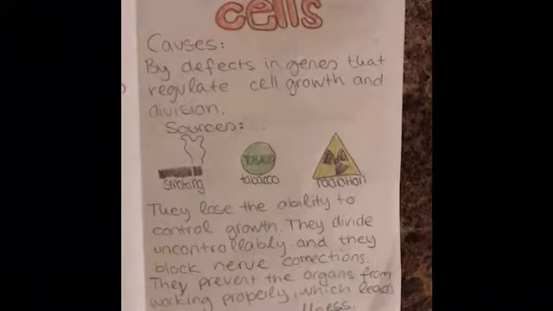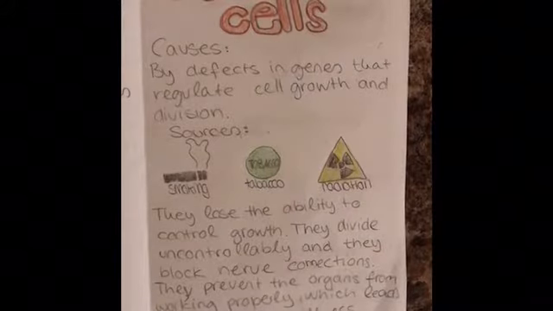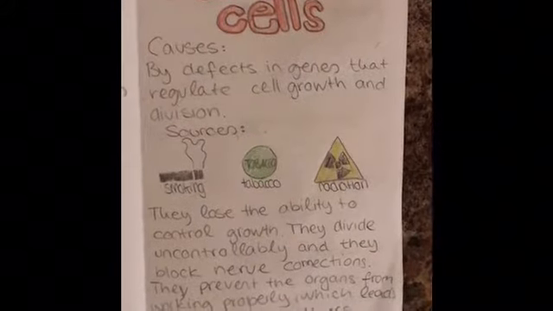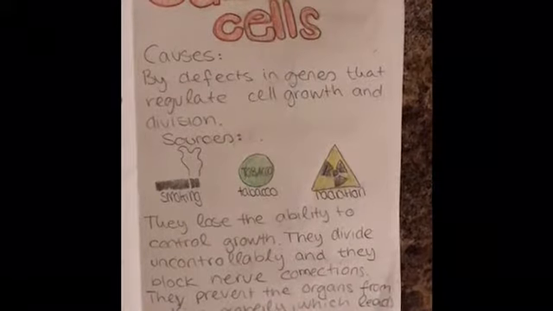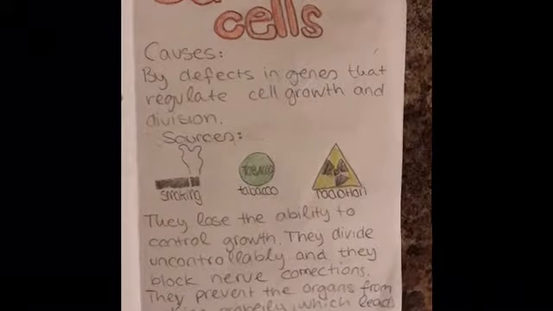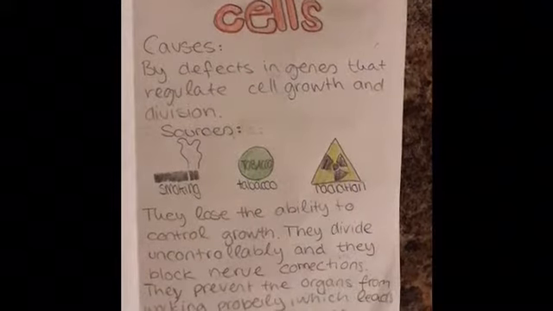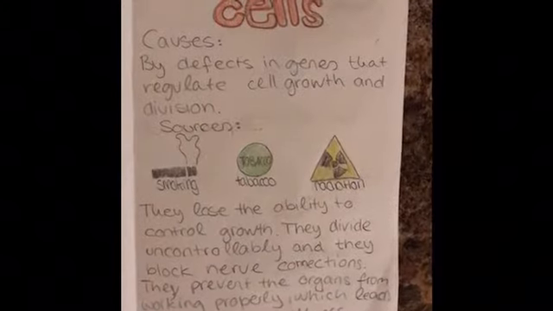Cancer cells. Causes: defects in genes that regulate cell growth and division. Sources for that include smoking, tobacco, and radiation. They lose the ability to control growth, they divide uncontrollably, and they block nerve connections. They prevent the organs from working properly, which leads to life-threatening illness. The defects typically come from p53 genes.